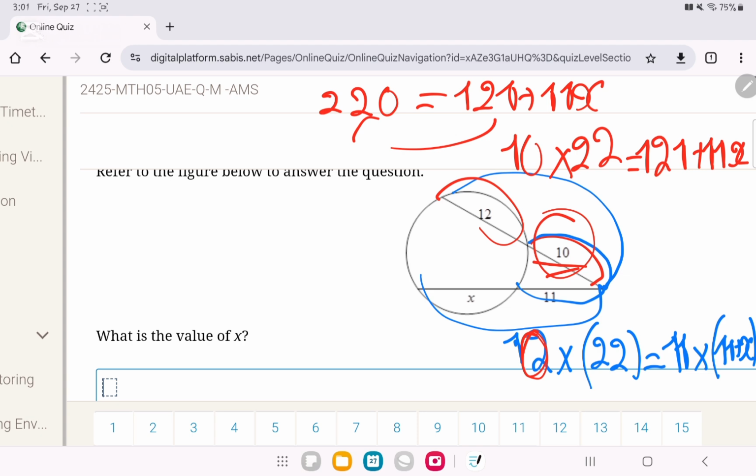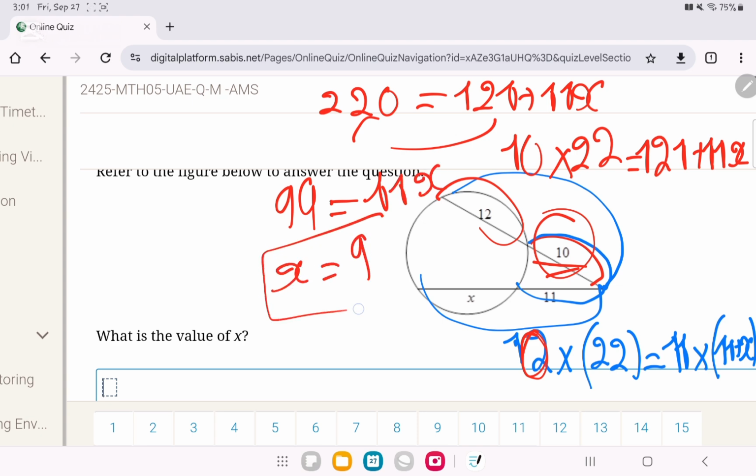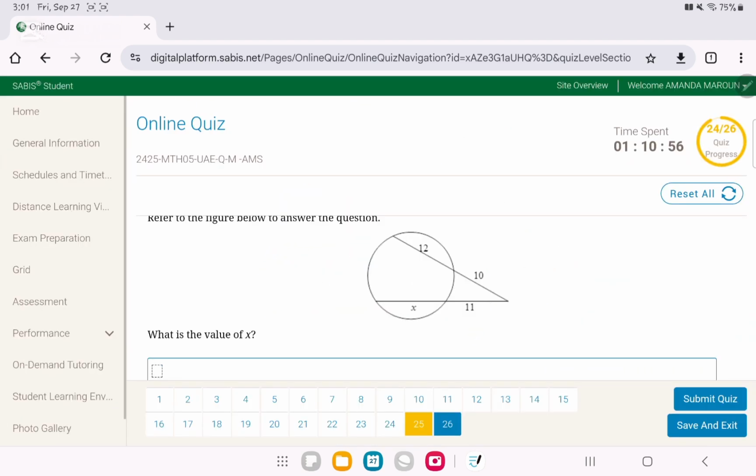Move 121 to the other side. We're going to get 220 minus 121. We're going to get 99 is equal to 11x. So then x is equal to 9. Done, we got our answer, which is 9.